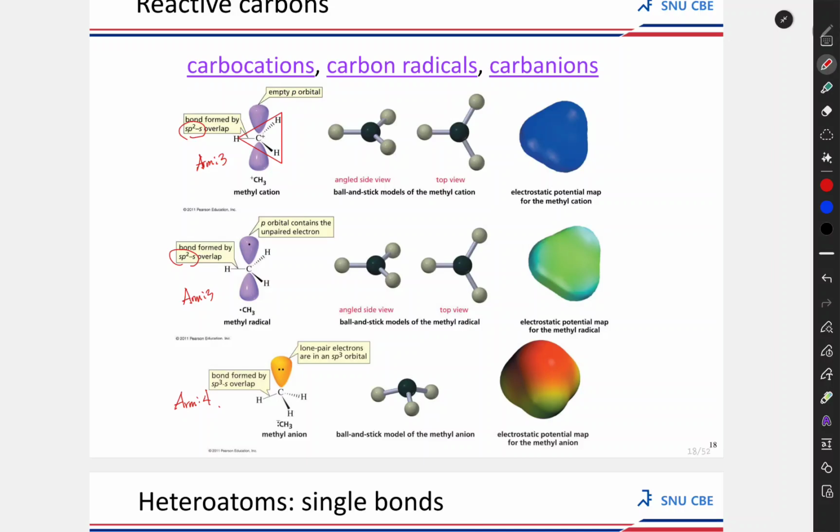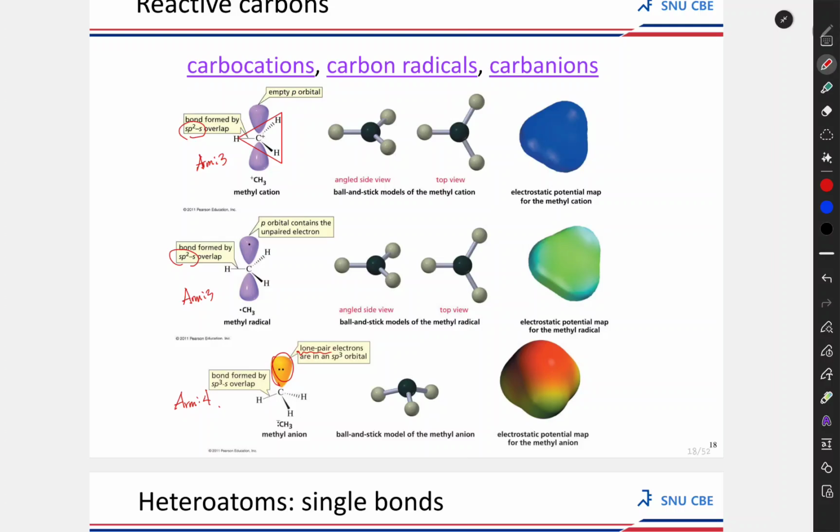You can also think about the anion, right? The anionic case, the methyl anion, for instance. In this case, you have one lone pair. So applying the rule we just described, there's one lone pair, so you have to count the number of arms. So 1, 2, 3, 4 arms. So the center carbon must be sp3 hybridized.